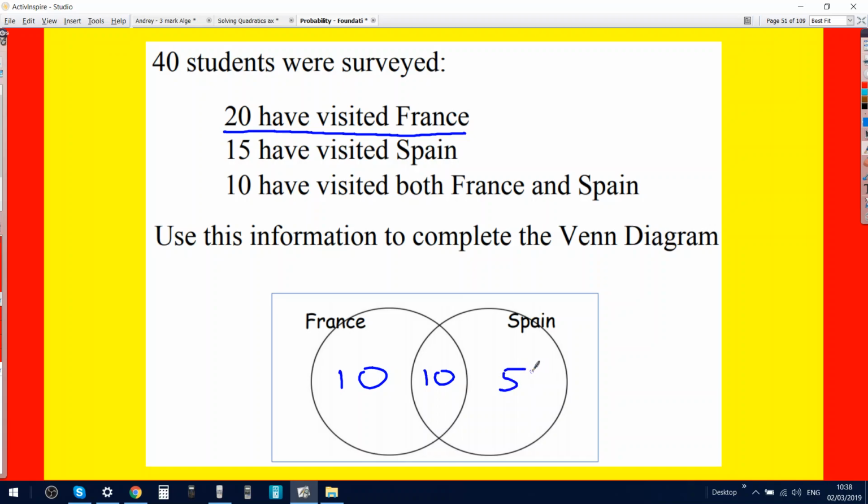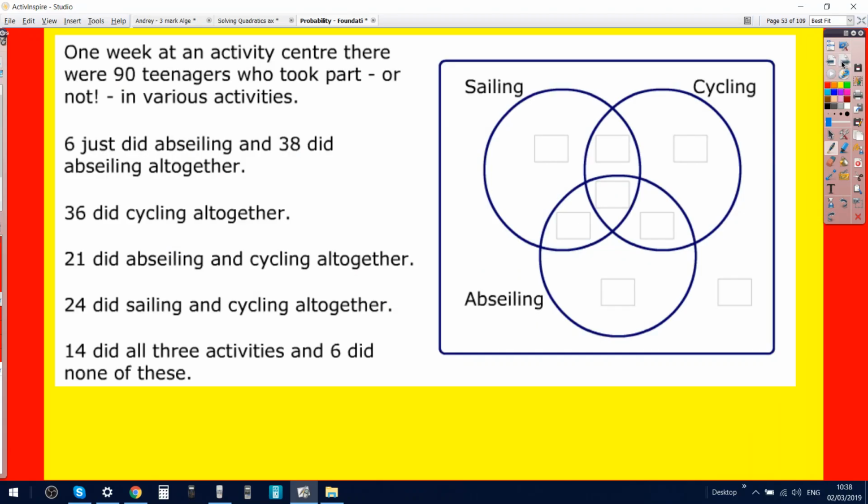Mm-hmm. Okay. So what that shows you is start from the middle and work your way out. You didn't get full marks. So you have to have on the outside 20, 25. So 15 students went to neither France nor Spain. Well done. Okay, 3 circles.